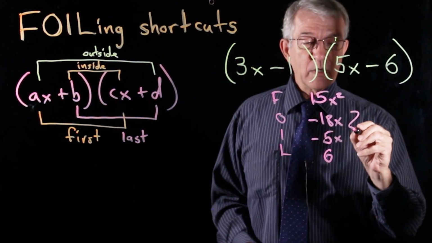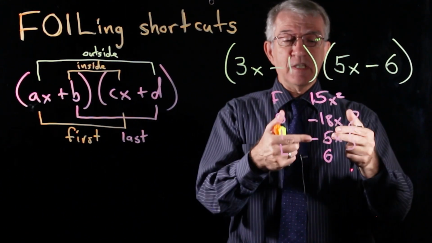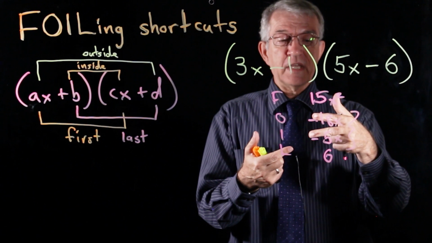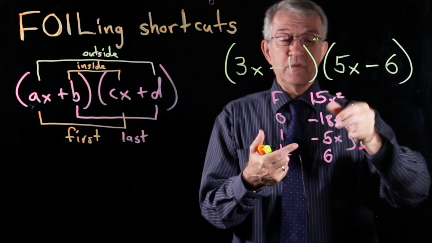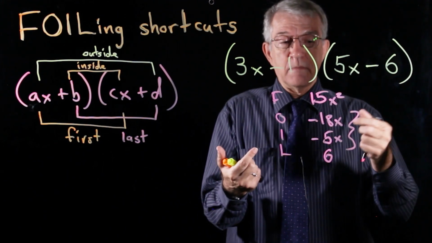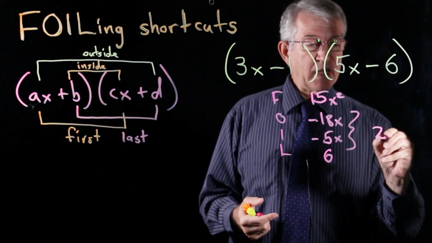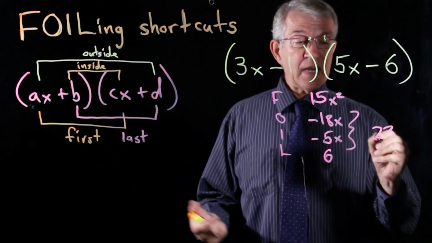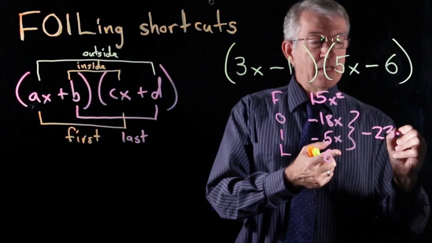So now when we combine these, the advantage is they're both negative. If you have 2 things that are both the same sign, you don't have to subtract them, you just add them. So 18 plus 5 is 23, and what was that identical sign? It was a negative, and there's an x.